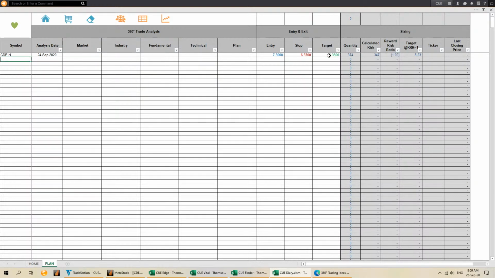6.35. I entered these three numbers: my entry price, stop price and target price. Based on that, it is telling me that my entry quantity is 374 shares. My risk amount is $347. Reward risk ratio is 1.